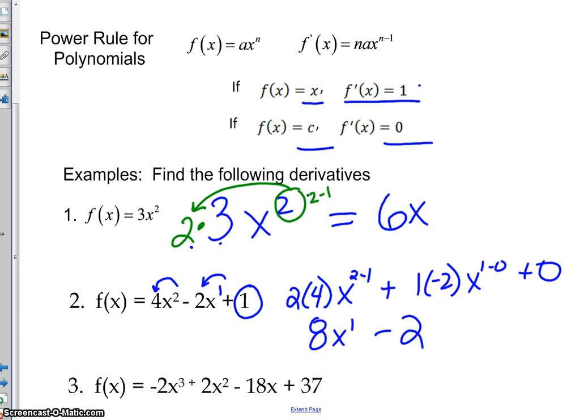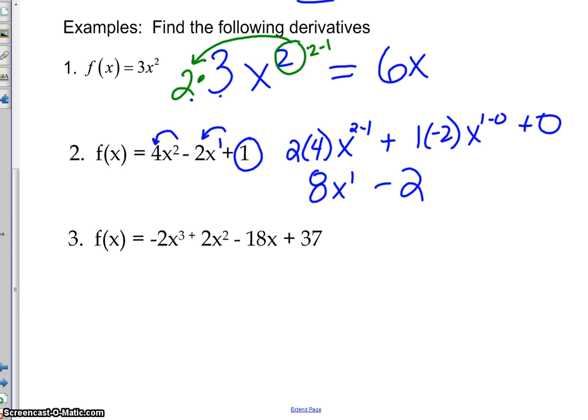Okay? Let's look at 3. So in 3, we're going to look at negative 2 times the 3 here. So I'm going to go negative 6, and then you reduce this by 1, so it's x squared now instead of x to the third. Next part here, we have 2 times 2, so we're going to go plus 4x to the first. Now it's like 1 times negative 18, so it's minus 18. And then this 37 we ignore, it's like a 0, because we take the first derivative of 37 and we get 0. Okay, so that's basically how you find the derivative.